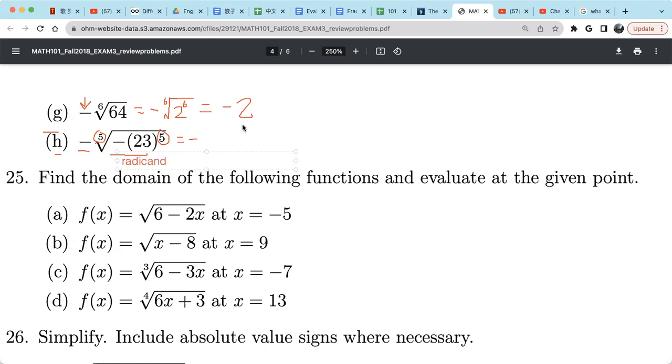Radicand. And if the index is odd, the power is odd, so we allow the radicand to be negative. So in this case, we just get a negative 23. Negative times negative becomes positive, so we get a positive 23.